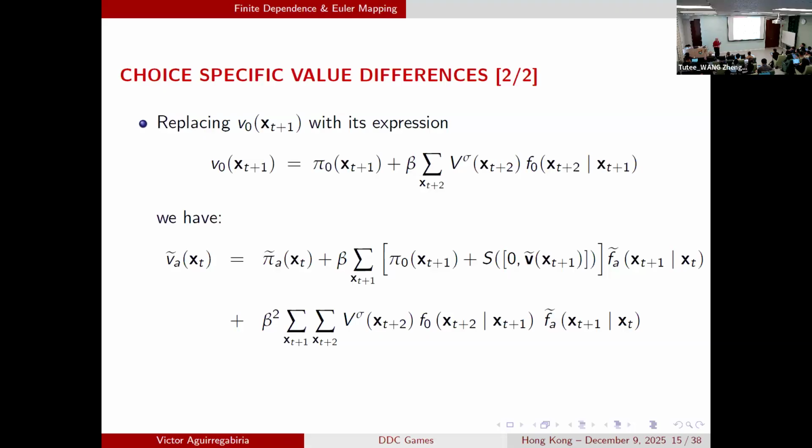I'm going to do it only once because the class of models that I'm going to define can be defined more broadly, but I'm going to present the Euler operator only for models that satisfy two-period finite dependence. Under two-period finite dependence, as Bob has shown, this term will be 0. And then we are going to have this mapping that relates value difference here into value difference, and that is going to be the Euler mapping. Okay, this particular part of the picture.